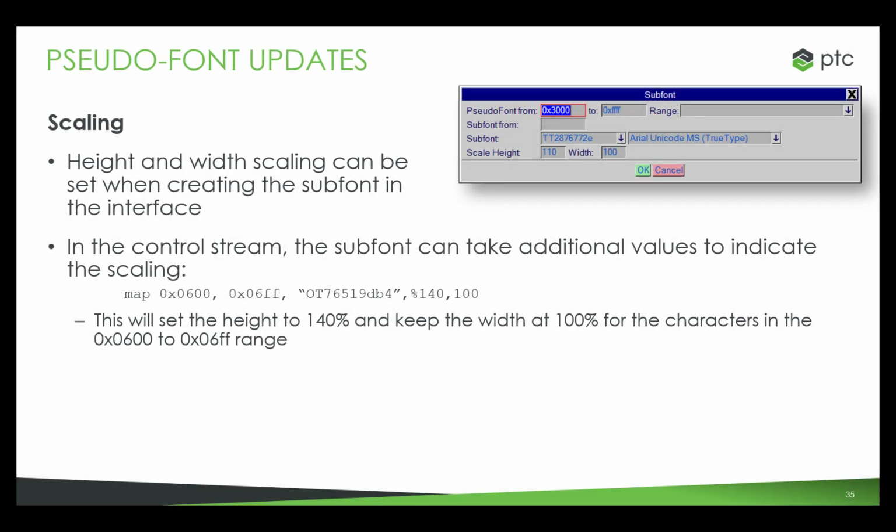So when you create your subfont, when you're defining your pseudo font, you can specify a height and width scale as part of that subfont setup. You can either specify it through the subfont dialog box, as you can see it's down there at the bottom, or you can specify it as part of the keywords in the control stream. And as you can see there, it's preceded by the % symbol to allow you to scale the subfont. This is a percentage value. Okay, so 100% is the same text height, but you can go up and down, scale the subfont so it looks either bigger or smaller.